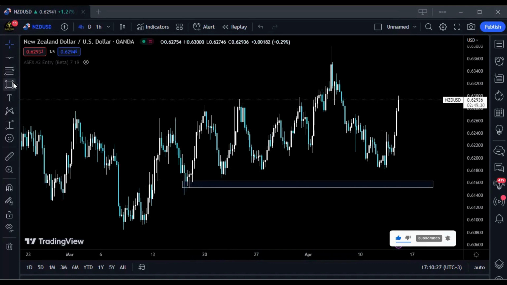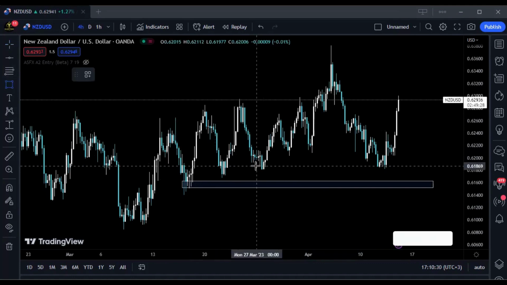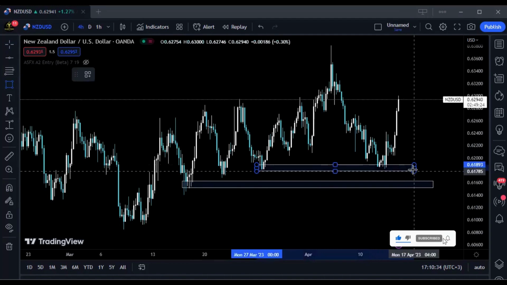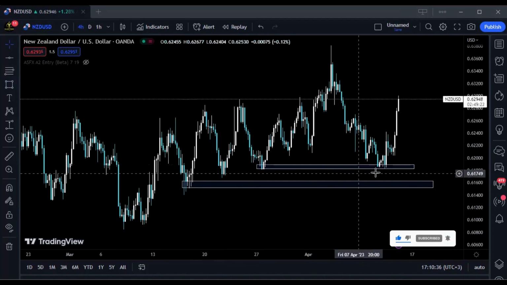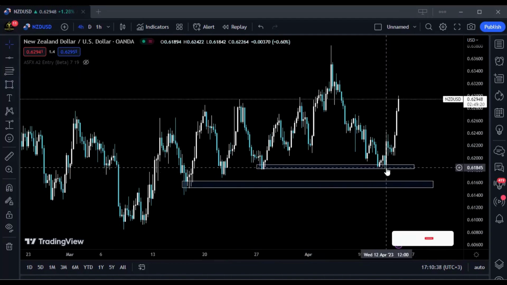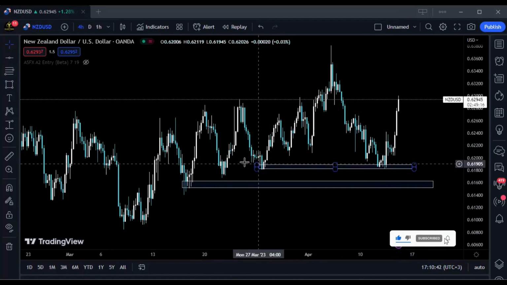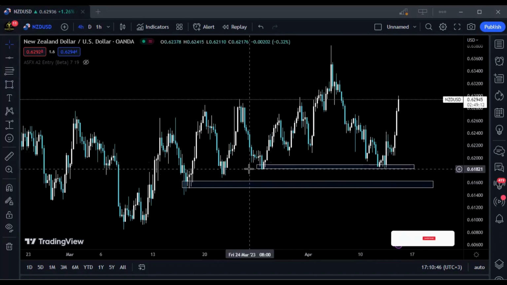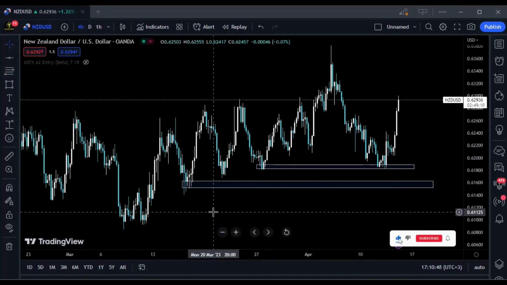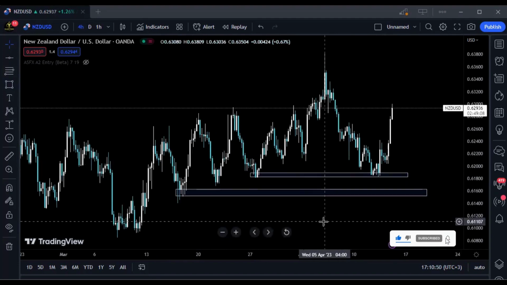Like the most recent structure, if you remember how I drew it like this. Why did I draw it like this? Because I looked at these wicks on the most recent turning point, and then I covered all the way until out here. That's how I drew it. I covered the wicks of the most recent turning point. That's the way you need to always be looking at these support and resistance zones.